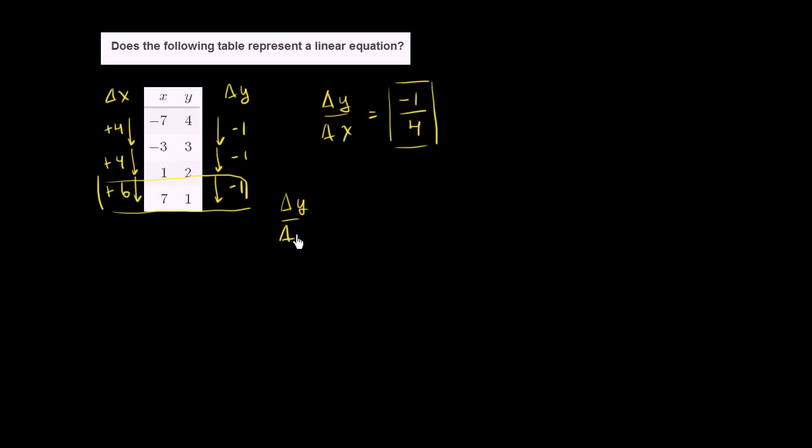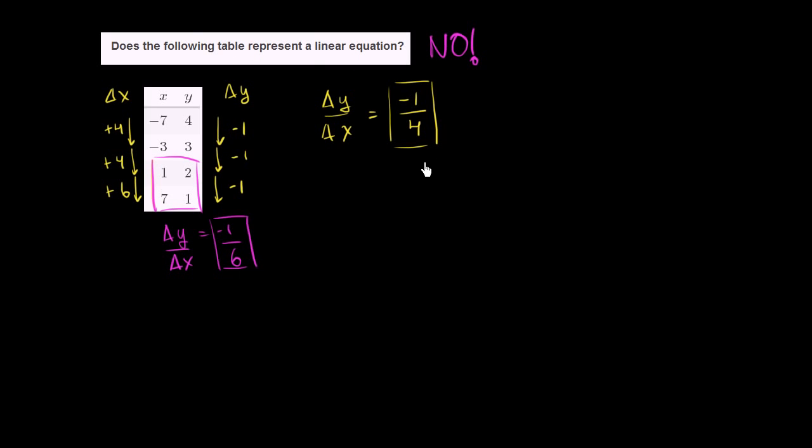So for this last point, our change in y over change in x, or I should say really between these last 2 points right over here, let me make it clear. Just between these last 2 points, in magenta, our change in y is negative 1, and our change in x is 6. So we have a different rate of change of y with respect to x. Because we had a different ratio between our change in y and change in x, this is not a linear equation. No, not a linear equation.